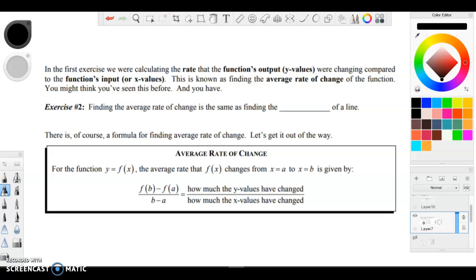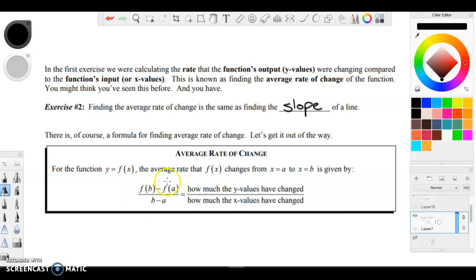All right, in our first exercise we were calculating the rate and the function's output values and how they were changing compared to their input values. This is known as finding the average rate of change of the function, and you've probably seen it before because, as we said, this is basically finding the slope of our line. There's a formula for this.